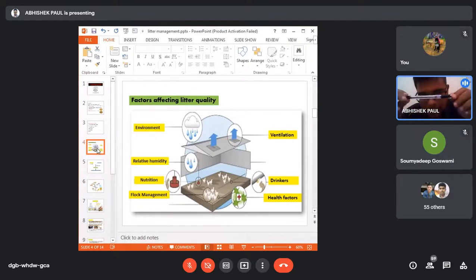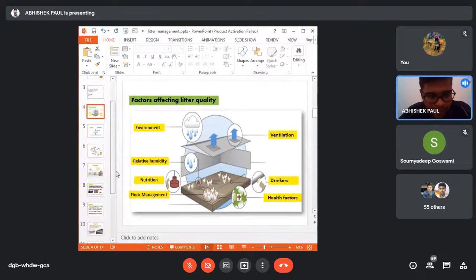Then flock management means you should not keep too many birds in one place. In simple words, it is overcrowding, and you should avoid overcrowding. If it is overcrowded, then the litter will get moist very easily. Health factor means if the birds are suffering from certain diseases, then the feces will contain more water due to the bad health condition. In that case also the litter material will get moist very easily.